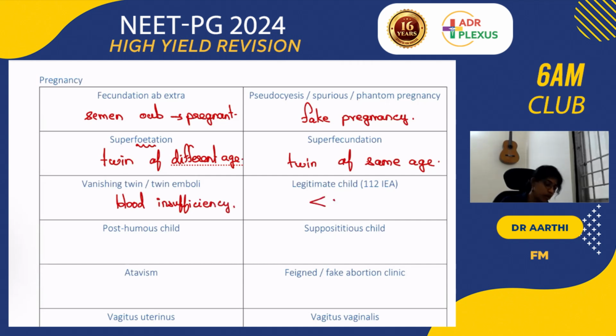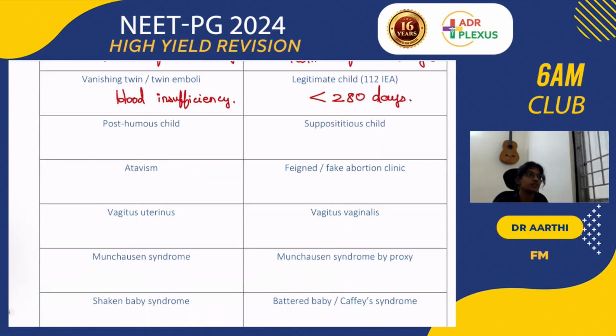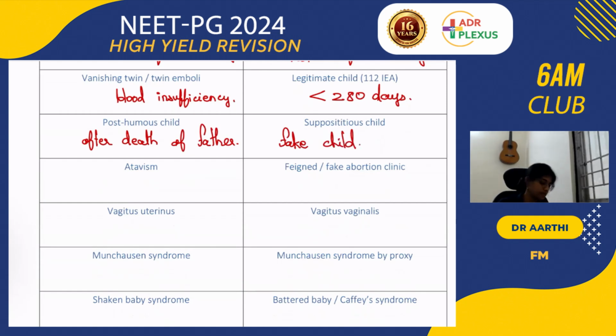Legitimate means within 280 days of being with the father, if a child is born. Okay, wife being with her husband within 280 days, the child is born means it's a legitimate child. Posthumous child means after birth, death of father. Supposititious child means it's not her own child, so it's a fake child she brings for inheritance or some other purpose. Atavism means a child resembling grandparents.